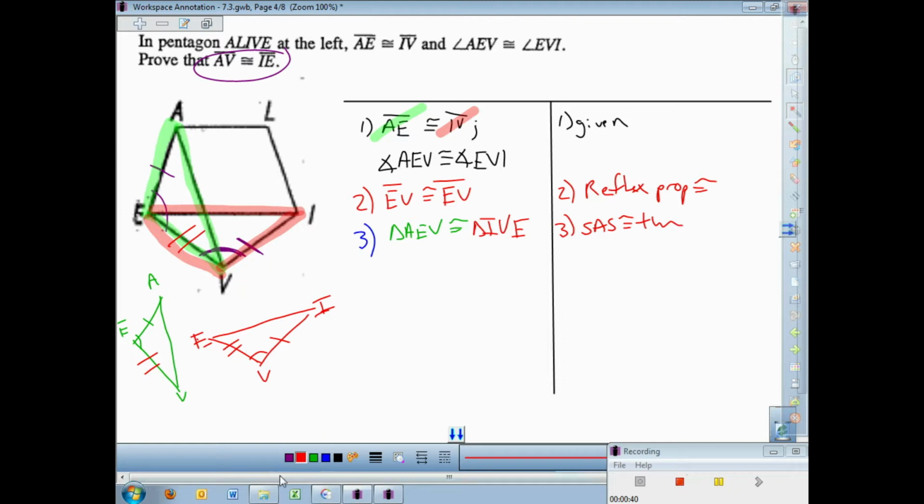Now, what did they want you to prove? They wanted you to prove that segment AV is congruent to segment IE. AV, IE, aren't those corresponding parts? So we do not mark the last step. Remember, we will say that segment AV is congruent to segment IE because they are corresponding parts of congruent figures, so they should be congruent to each other.